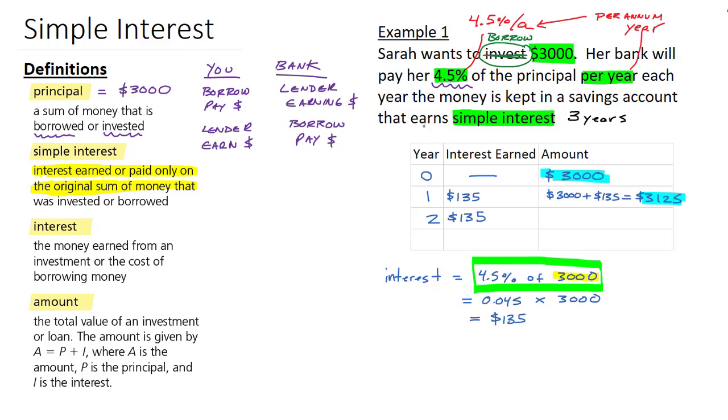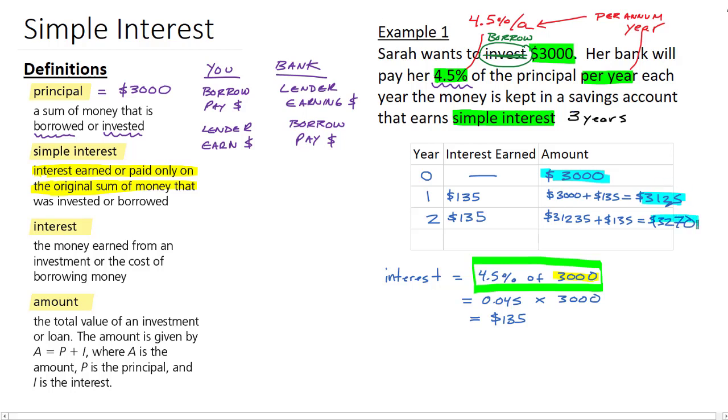So all we're going to do is go, all right, let's add another $135 to our total. Oops, I wrote 125 over here. Sorry, it should be 135. And we get, so again, I'm going to take the 3,135 and add another 135, and you get 3,270, right? That's how much you have at the end of the second year.